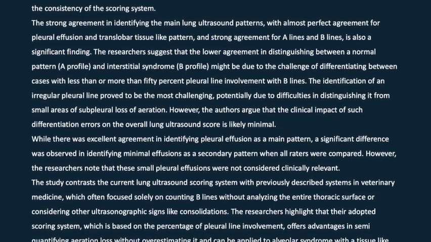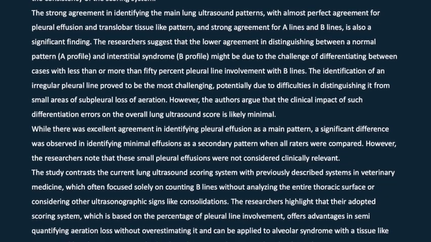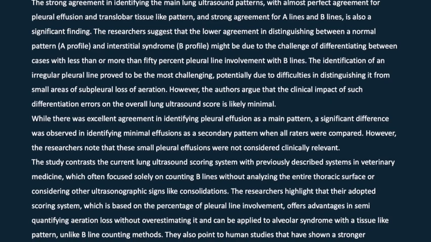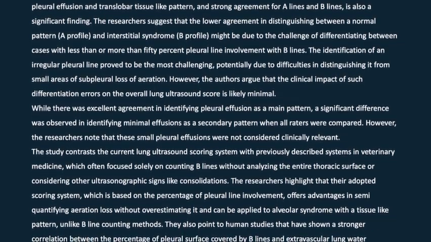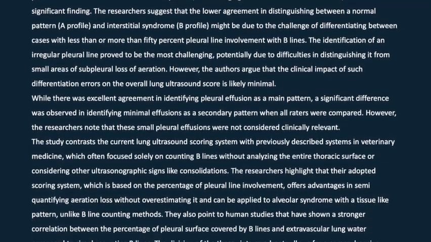However, the authors argue that the clinical impact of such differentiation errors on the overall lung ultrasound score is likely minimal. While there was excellent agreement in identifying pleural effusion as a main pattern, a significant difference was observed in identifying minimal effusions as a secondary pattern when all raters were compared.